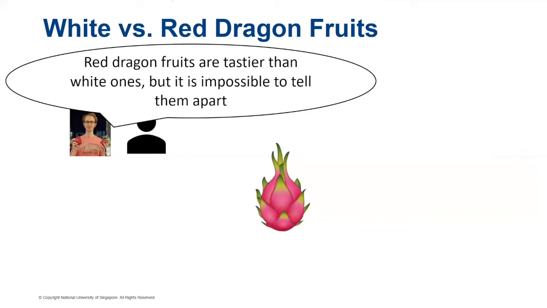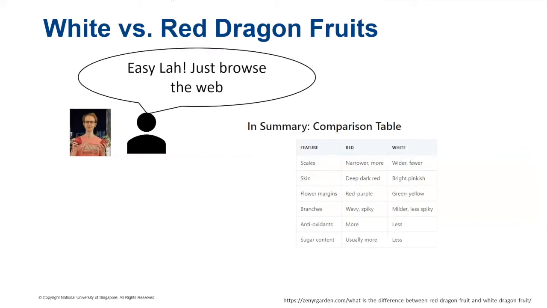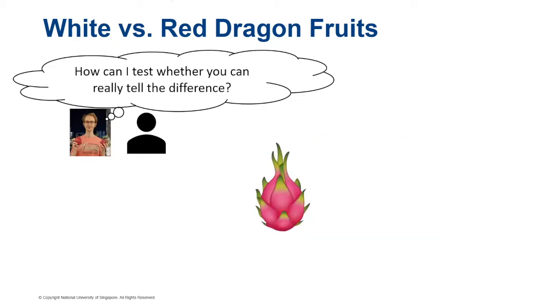But for me, it's still impossible to tell them apart. So I don't really know how to distinguish red from white dragon fruits. And I guess many of you are very familiar with the difference. So you might just tell me, well, I should just look it up on the web. So the scales are different, the skin is different, flower margins are different, and so on. So based on this, I should be able to actually distinguish them. But I still don't buy this because I'm still unable to tell the difference between them. So how can I test your understanding, whether you actually know the difference or not?